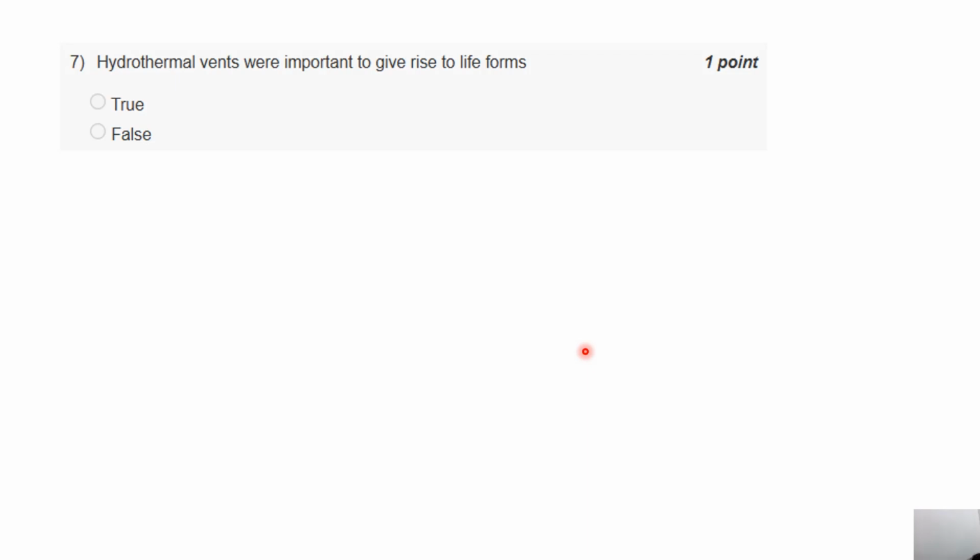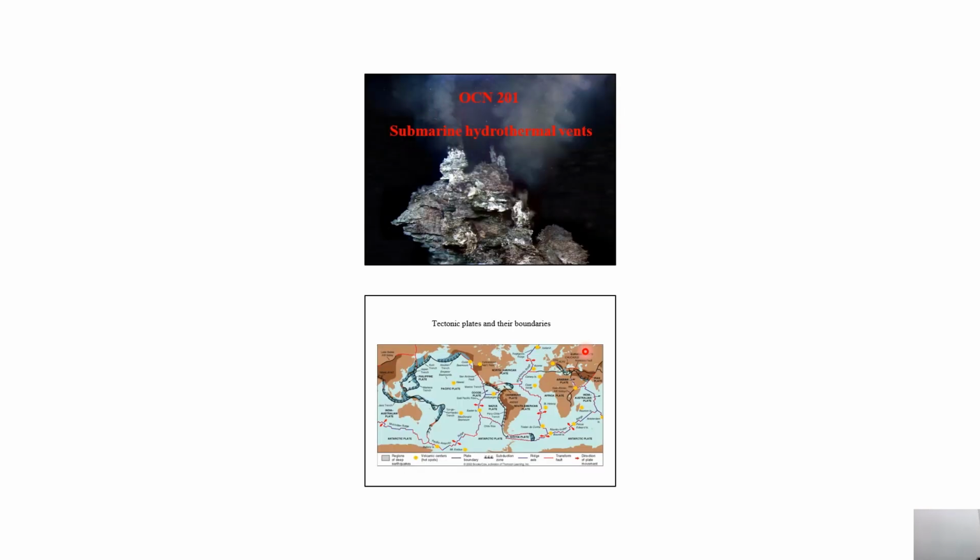Okay, so let's talk about hydrothermal vents and life forms. Hydrothermal vents are home to many unique life forms, including tube worms, mussels, shrimp, crabs, and fish. These organisms live in the extreme conditions of the deep ocean near undersea volcano chains, right? So this is a true statement.